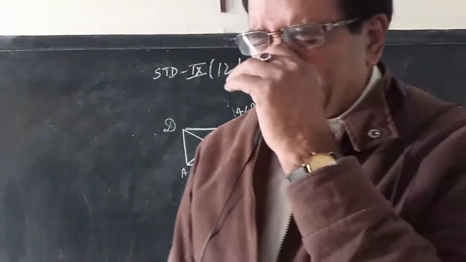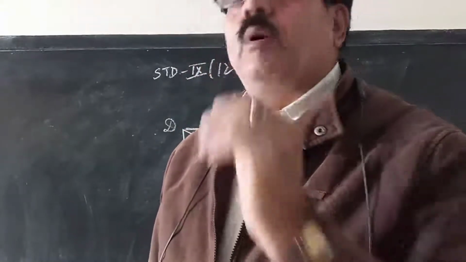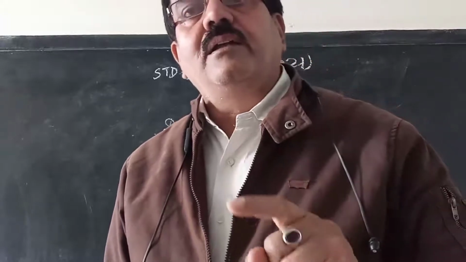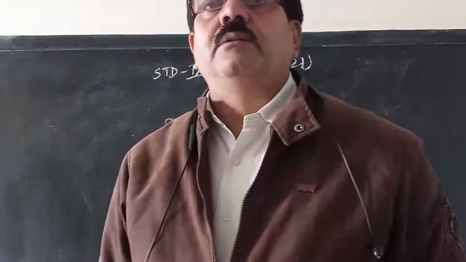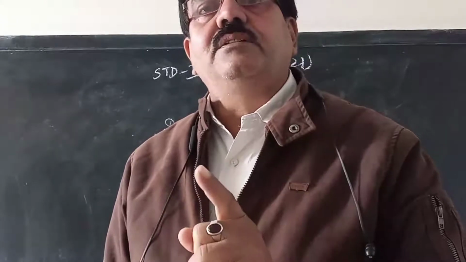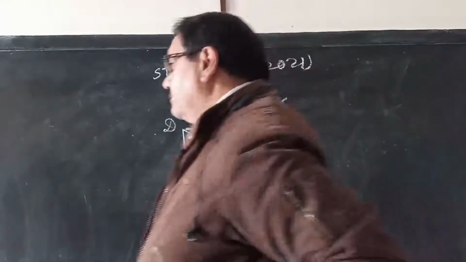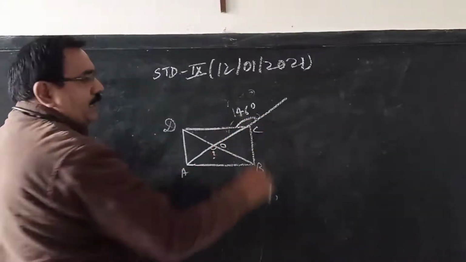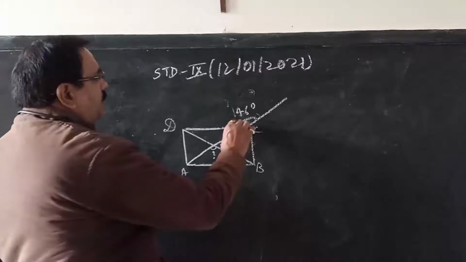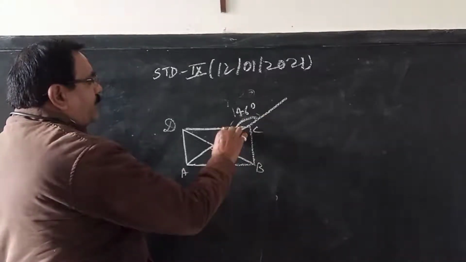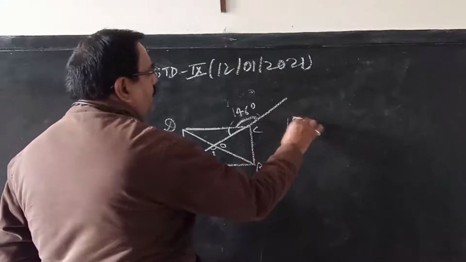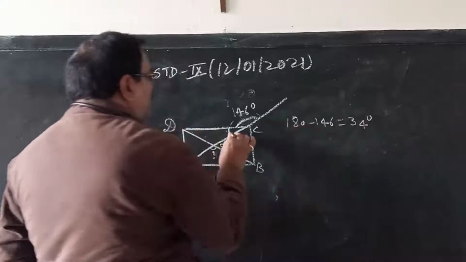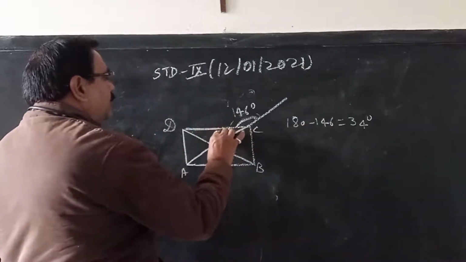What are the properties of a rectangle? Opposite sides are equal and parallel. Each angle is 90 degrees. Diagonals of a rectangle are equal. Diagonals bisect each other. So this total angle will be 180, and out of 180 this angle is given as 146. What is the measure of this angle? 180 minus 146 is 34 degrees. So this angle is 34 degrees.